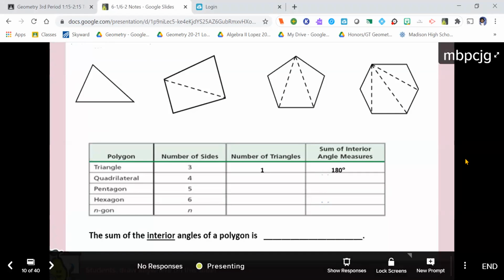Okay. So this is an activity I usually like to do in person, but what are you going to do with this kind of teaching? What do the angles of a triangle, if you look at the triangle over to the left, what do all three angles of a triangle add up to?